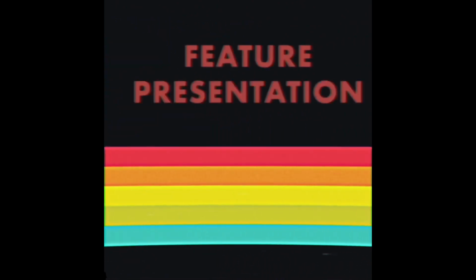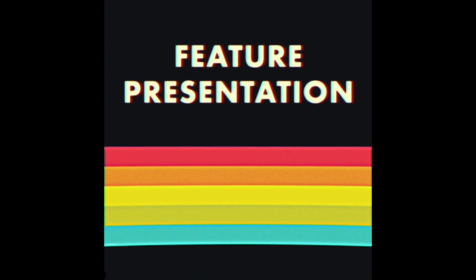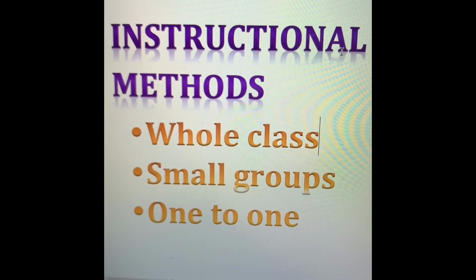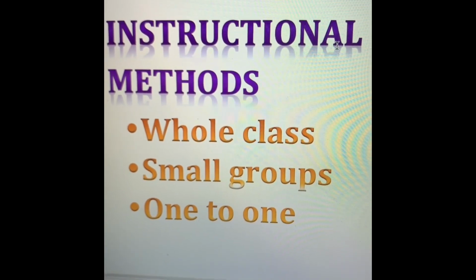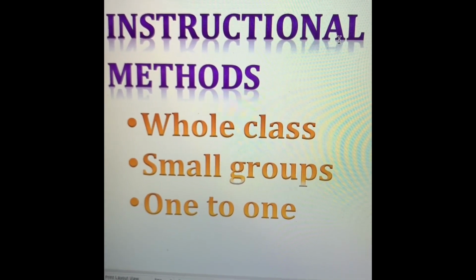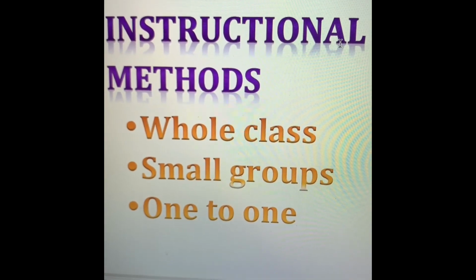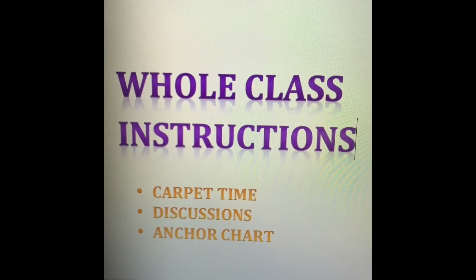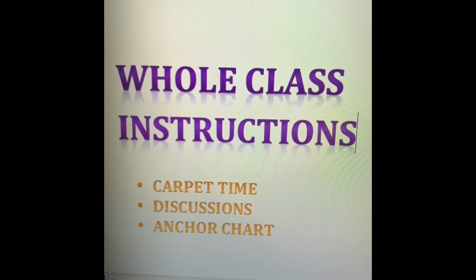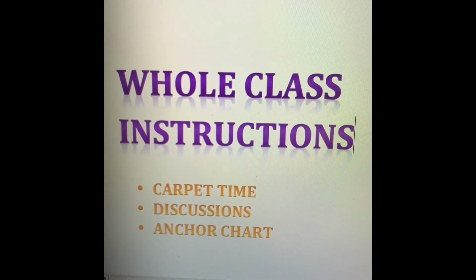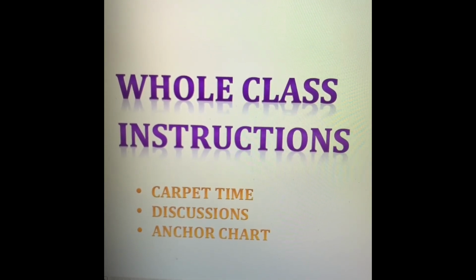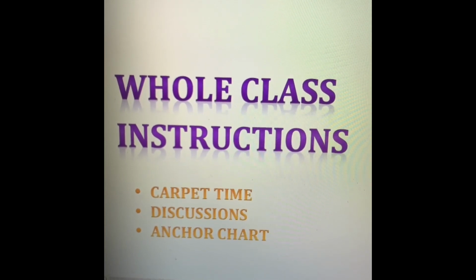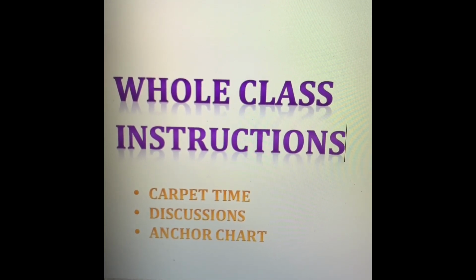Now let me throw some light on the classroom instruction for the students. First, there are 3 divisions: whole class, small groups, and one-to-one. Now I am going to discuss each and every step in detail. It should start with whole class instruction. For whole class, allocate around 15 to 20 minutes for the discussion of the topic, and it should include carpet time, discussions, and anchor chart.